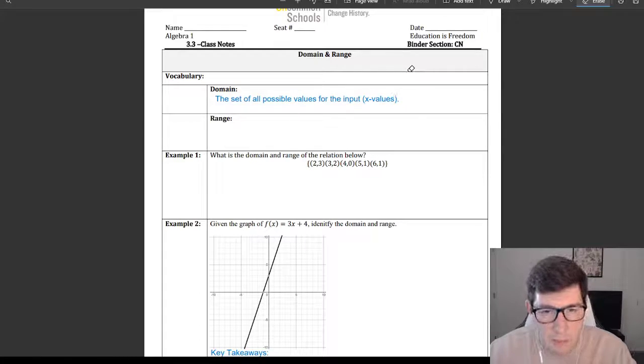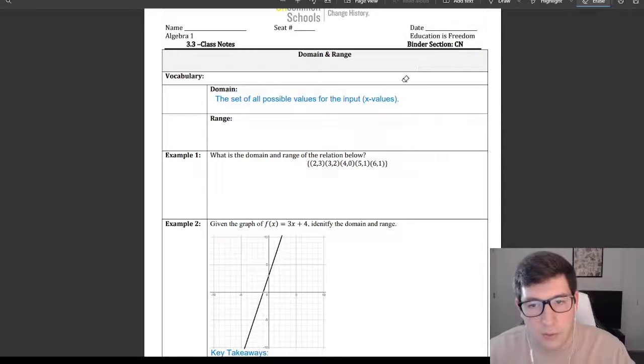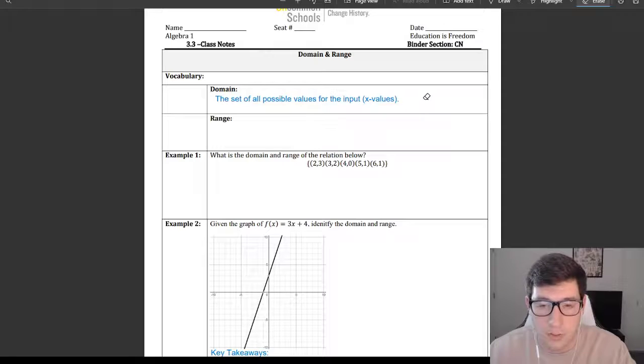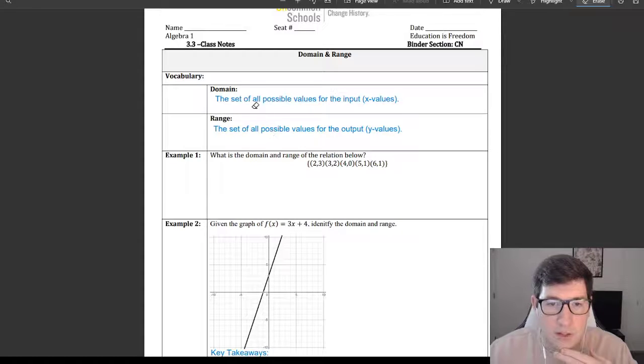Now, our domain is the set of all possible values for the input, otherwise known as our x values, or in our last question on our do now, it was our t values. And the range is simply the set of all possible values for the output. So again, domain is going to be our input, our range is our output. If we want to think about it as x and y values, you can go ahead and do that. It might change in the context of your problem, but your domain will always be your input and your range will always be your output.